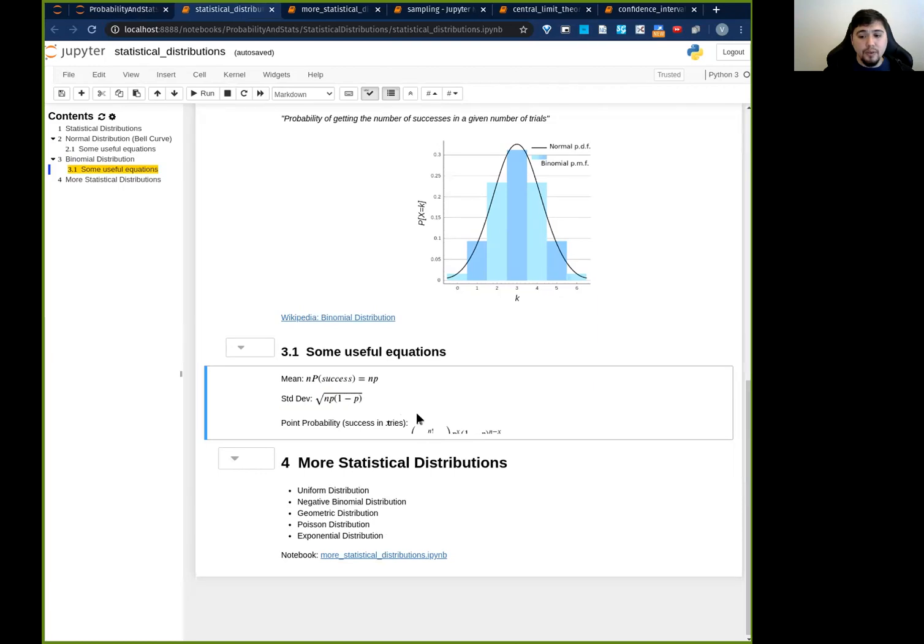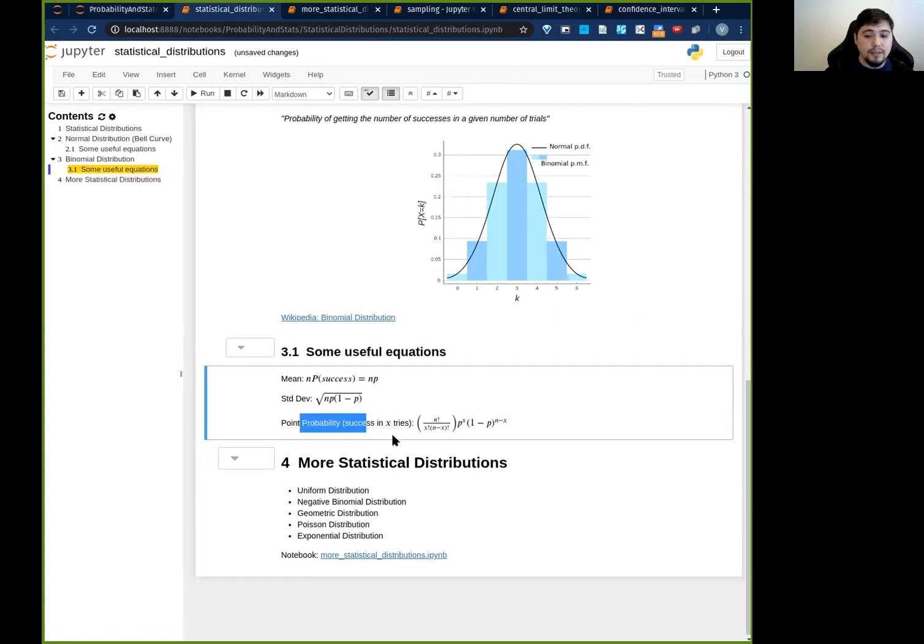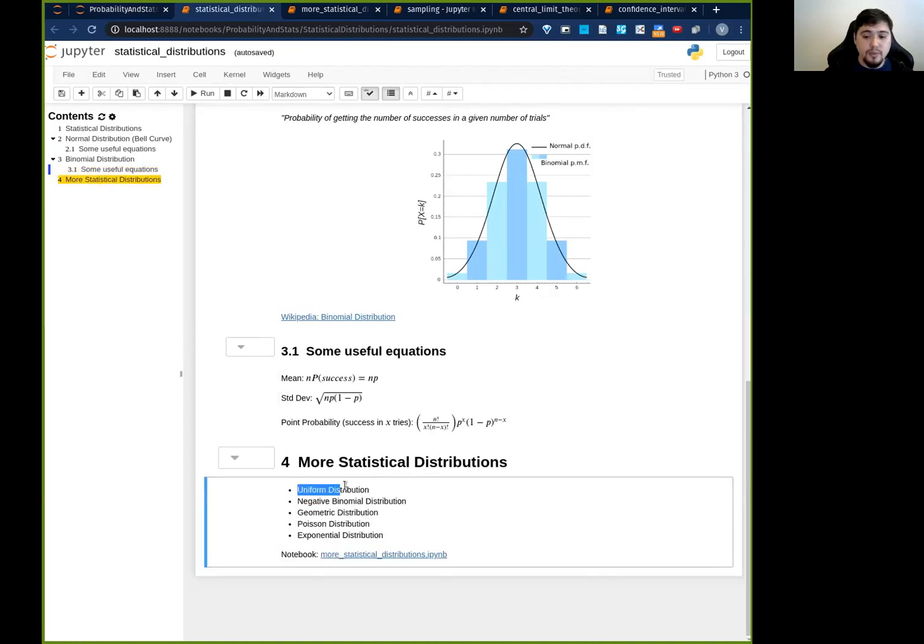I won't go into the full details. Most of this can be found on Wikipedia, which is nice, so I have these links here as well, point probability, all that good stuff. Other statistical distributions include the uniform distribution, which basically says everything is equal. Think of the roll of a die: 1, 2, 3, 4, 5, 6 are all equal to each other. So the uniform distribution is pretty straightforward. There's also the negative binomial, geometric, Poisson, and exponential distributions.